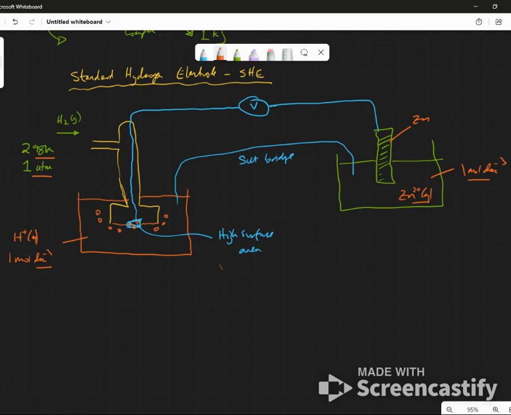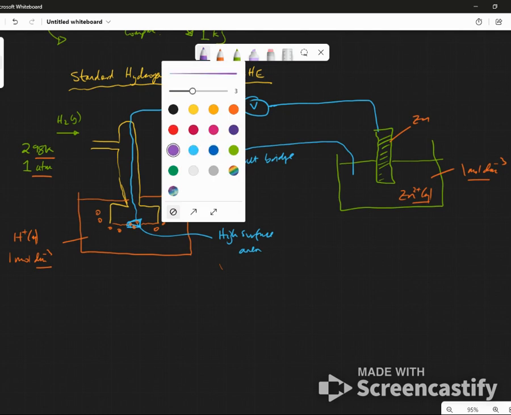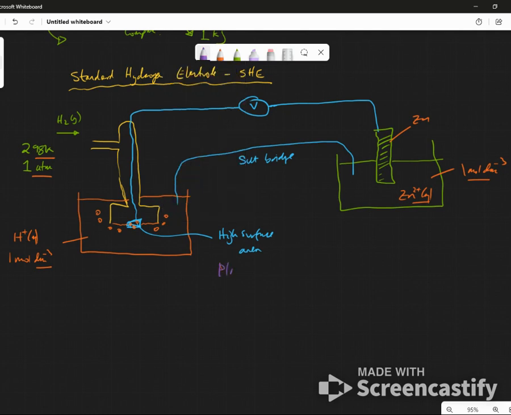And so, therefore, this platinum is called platinum black. Now, the black just means it has such a high surface area that it doesn't reflect light. And the reason we want it to have a high surface area is because it captures the bubbles. The bubbles stick to it.